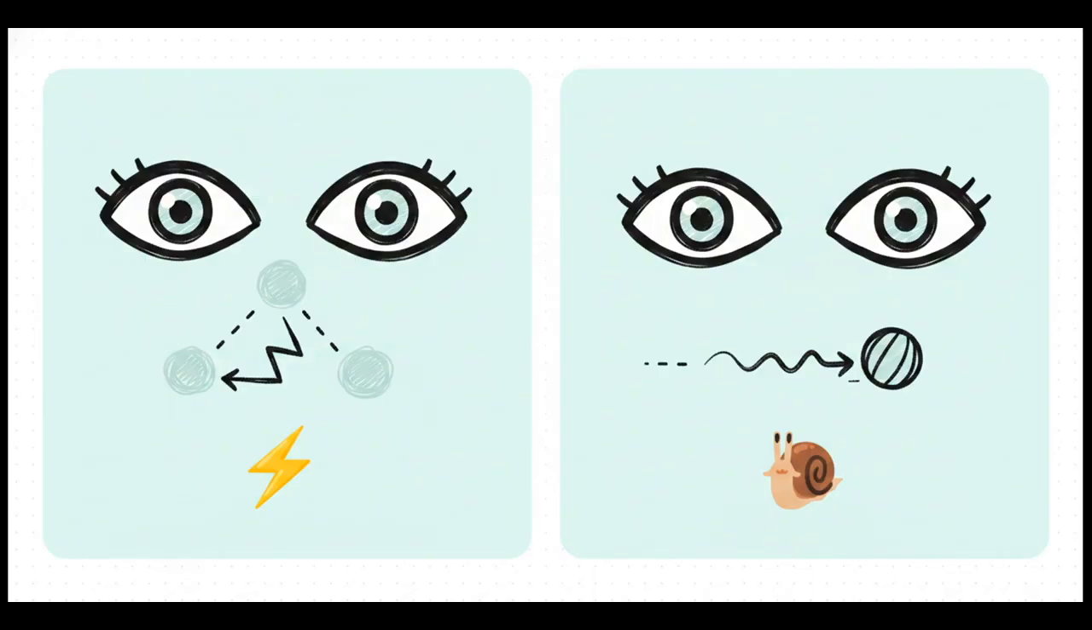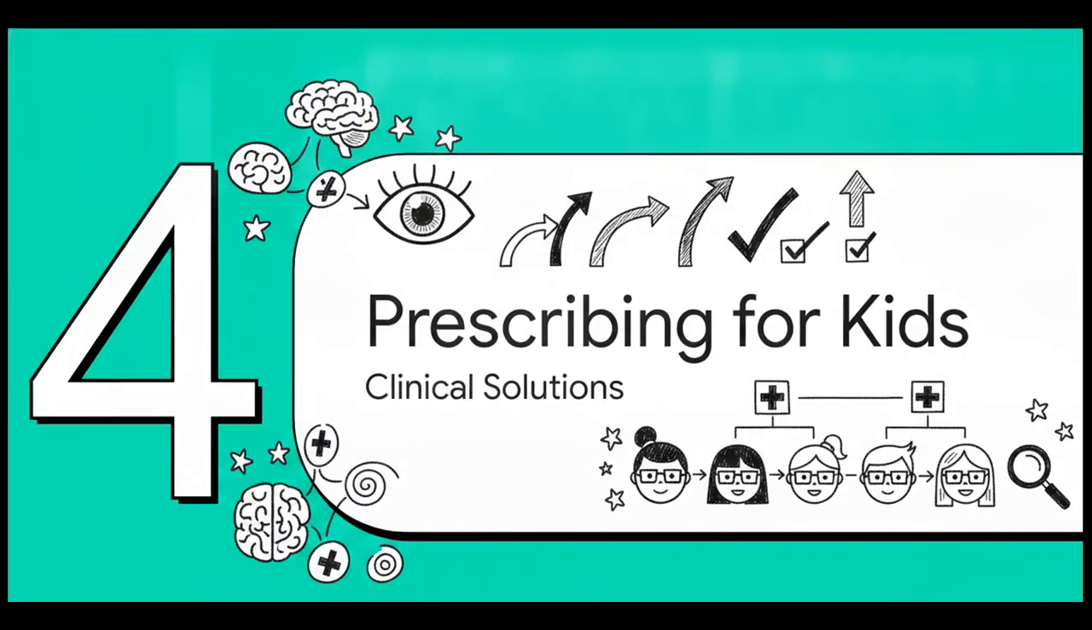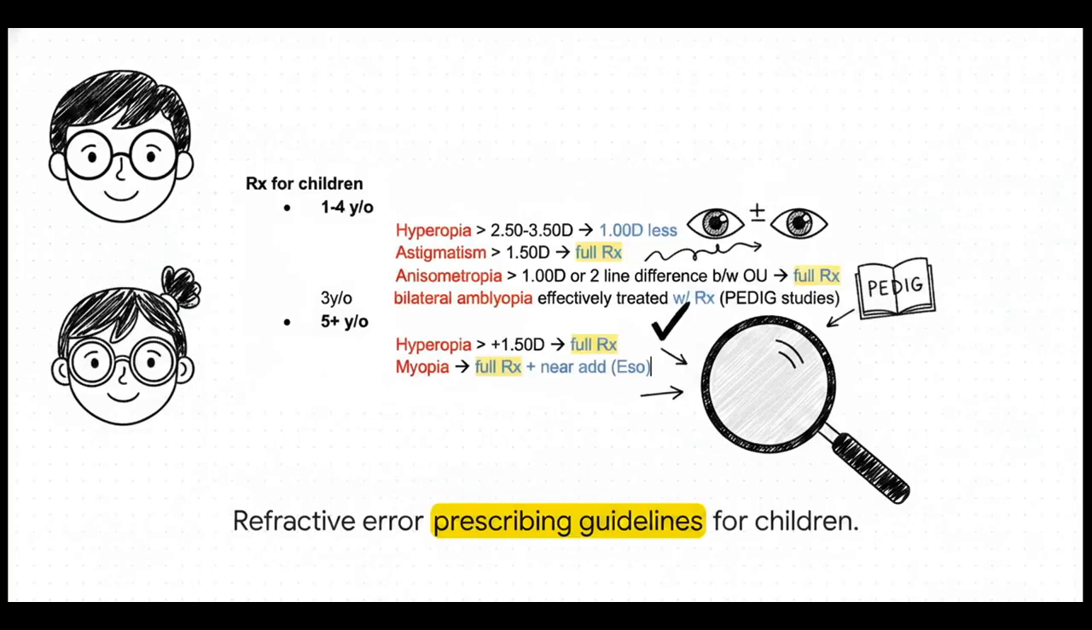breaking down. Section 4. Prescribing for Children, Clinical Solutions. Okay, let's talk solutions. How do we actually formulate prescriptions for young, developing eyes? The clinical guidelines change depending on the age bracket. We're talking 1 to 4 years old, to 3 years old, and then 5+.